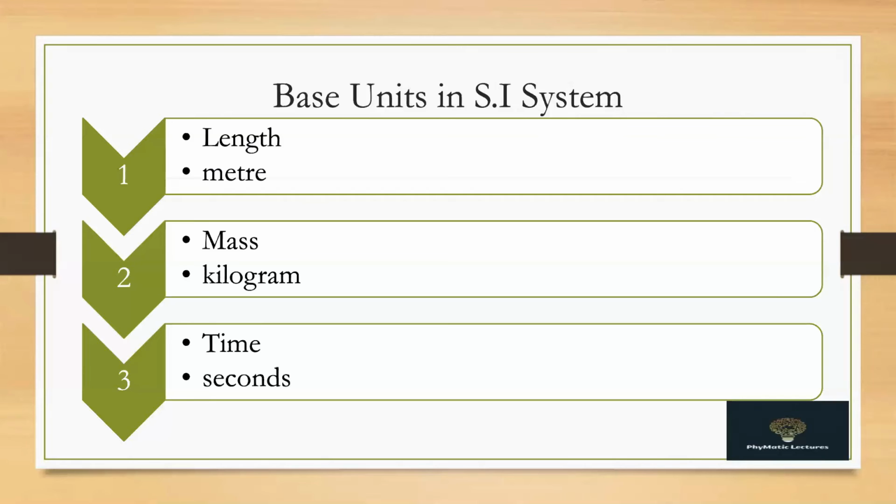What are they? One is length. So what is the unit for length? The unit for length is meter. The unit for mass is kilogram, and the unit for time is second.